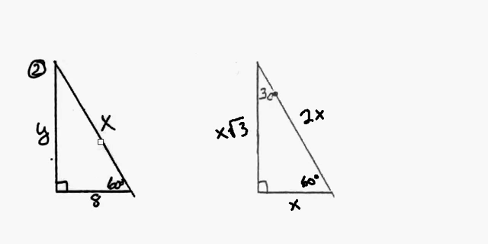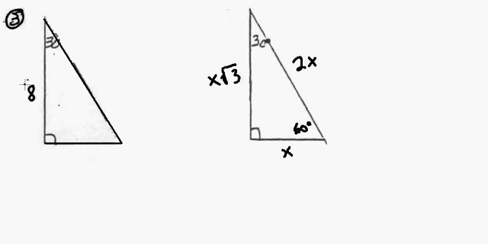For problem number 2, here we have the short side being x. So in this case, 8 equals x. And so the hypotenuse here is going to be twice that amount. So in other words, the hypotenuse is going to be 16, and the long side, excuse me, I keep saying that, the long side here is going to be 8 square root of 3. So that's problem number 2.